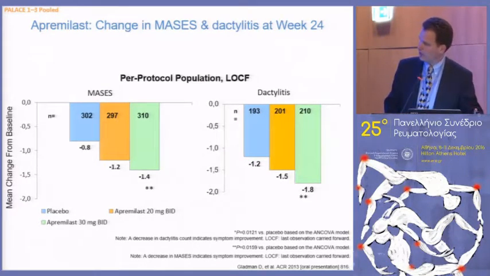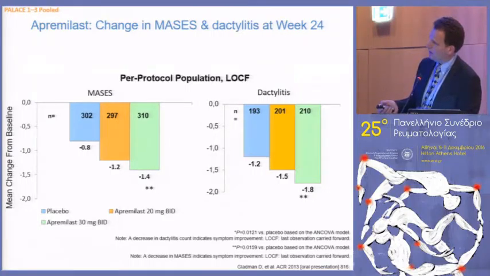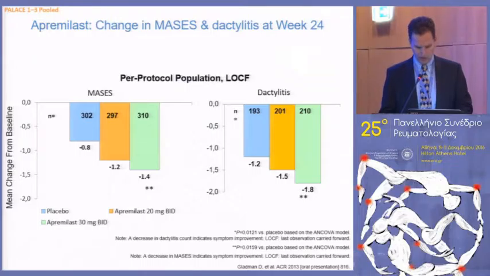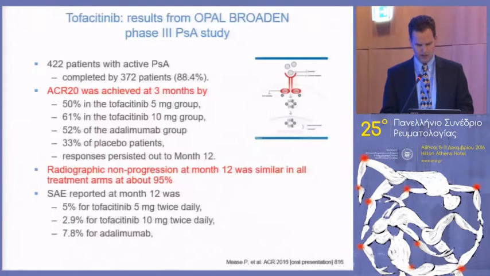It also has a beneficial effect. You're looking at Maastricht enthesitis score, dactylitis on the right, and you see the blue is placebo and the green here is the 30 BID of apremilast. So it works also at a modest level in the enthesis and dactylitis space.